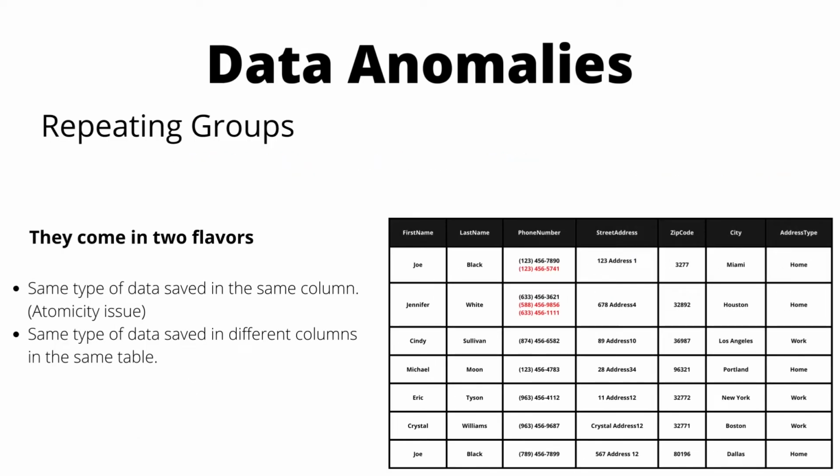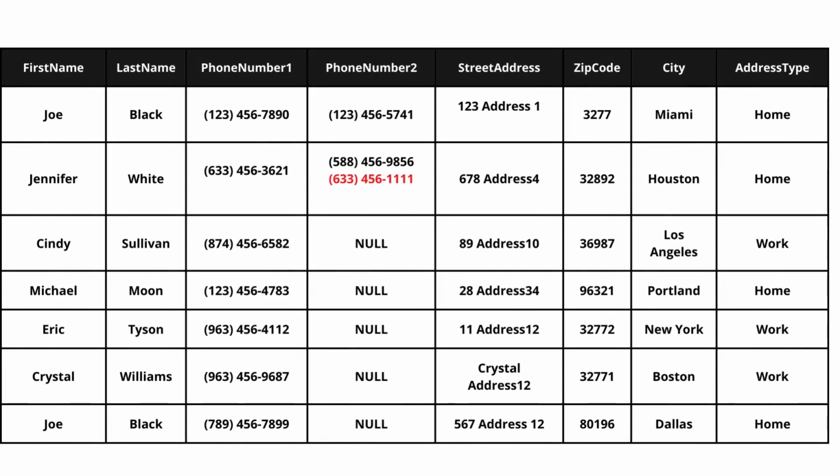Another problem that we can have in a table that's not in first normal form is the repeating groups, because we may think that, okay, now I'm going to fix the atomicity by creating another column, and then I'll be good, right? But here's the thing, and some people call that they're kind of the same thing. I don't know if they're the same thing or not. Who cares? As long as we understand the principles, right? So that's what we call the repeating groups. They come in two flavors. One is atomicity issue, as we saw previously. The other one is when we have same type of data saved in different columns in the same table.